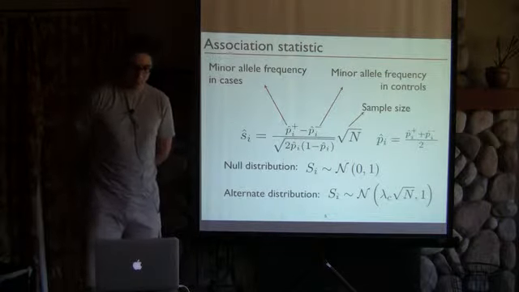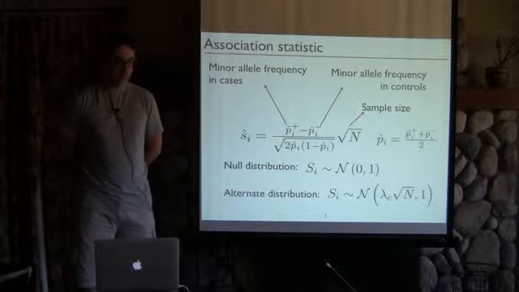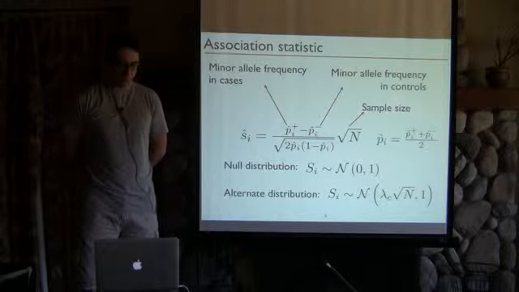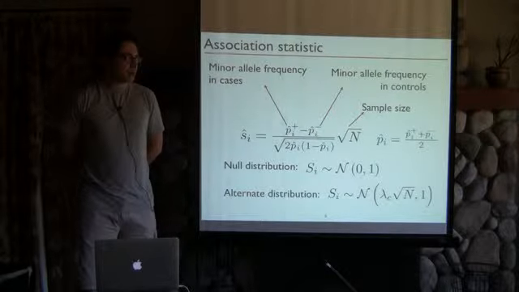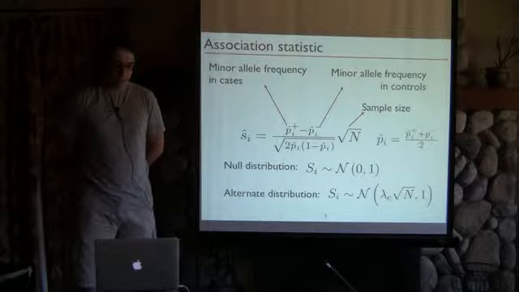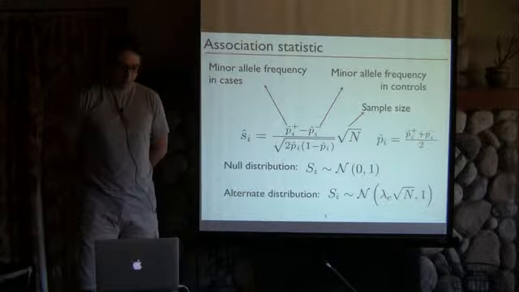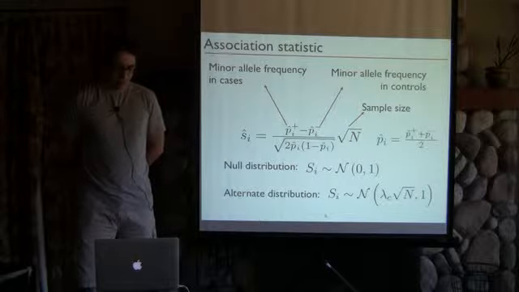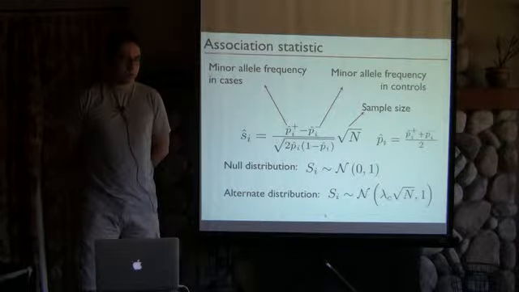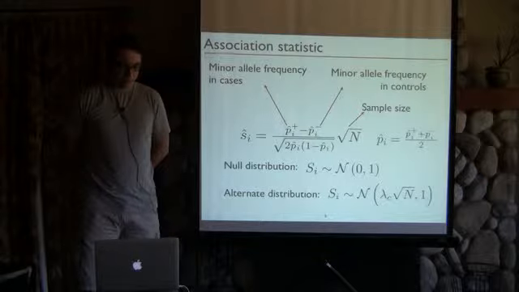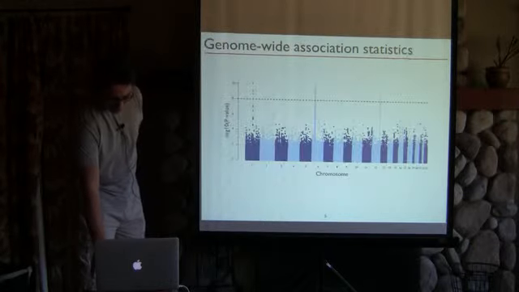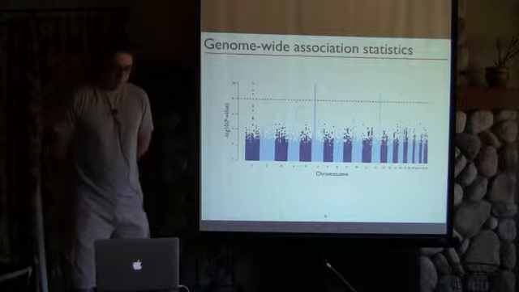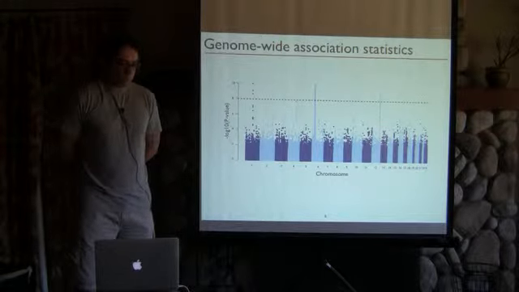And the association statistic we use looks at the difference between the minor allele frequencies in the cases and in the controls. We normalize this statistic to have a z-score, and under the null distribution where the SNP is not associated, the mean is 0, and we call the mean in this talk the non-central parameter. And had we known which SNPs are causal, we can also write down the alternate distribution for the causal SNP. And the key message here is that both these distributions have a normal distribution. So we compute these statistics, and we compute a p-value under the null distribution.